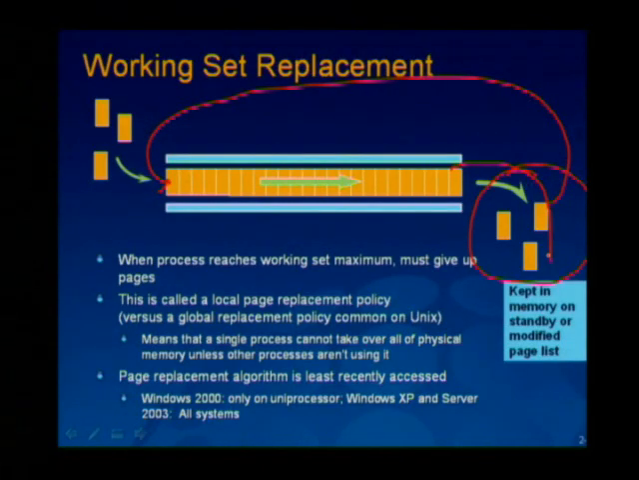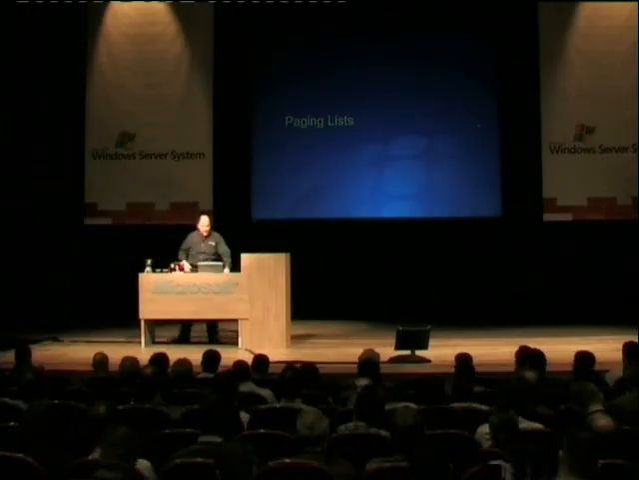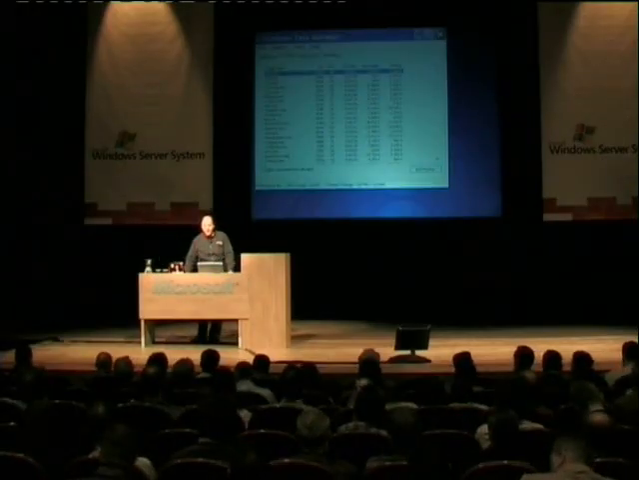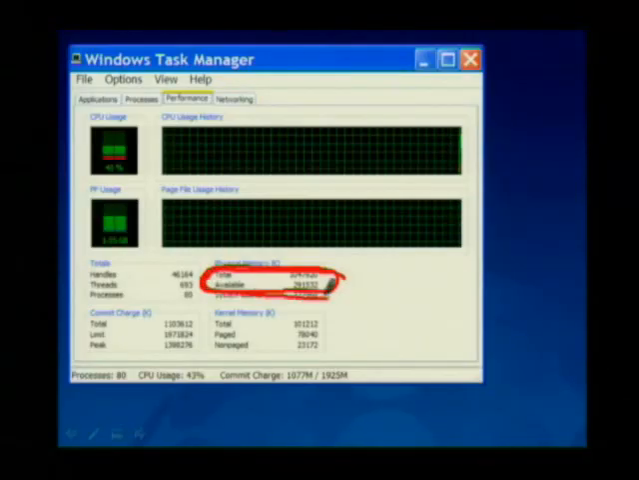So we're going to look at the paging lists. In other words, how does Windows keep track of these things? And to me, the cool thing that comes out of that is we're going to give an exact definition of what available memory is. And I think you'll be surprised, after looking at the paging list now, to be able to dissect available memory.